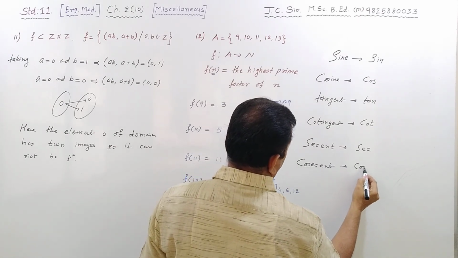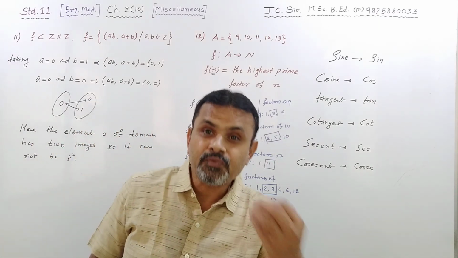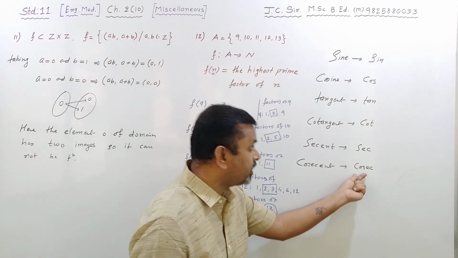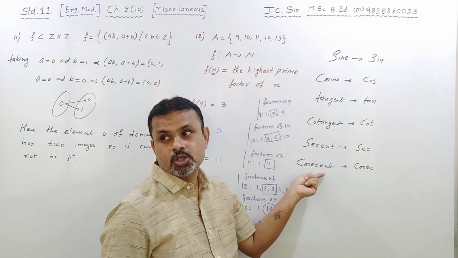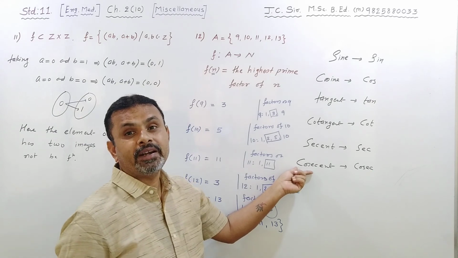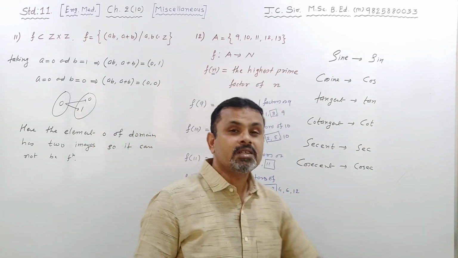cosecant, which is the only element which has 5 letters, because if we write the first 3 letters there will be confusion between cosine and cosecant. So it is the only member, the only function for which we use 5 letters, right?